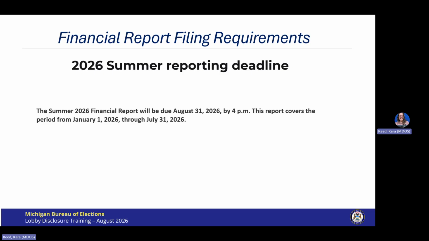A financial report, except for a termination report, cannot be submitted prior to the report period ending. The winter financial report is due every year by January 31st and covers the previous August 1st through December 31st. The summer financial report is due every year on August 31st. The summer report will cover the reporting period of the previous January 1st through July 31st.